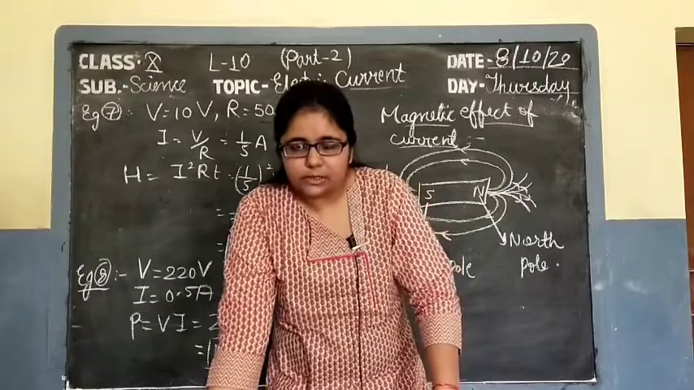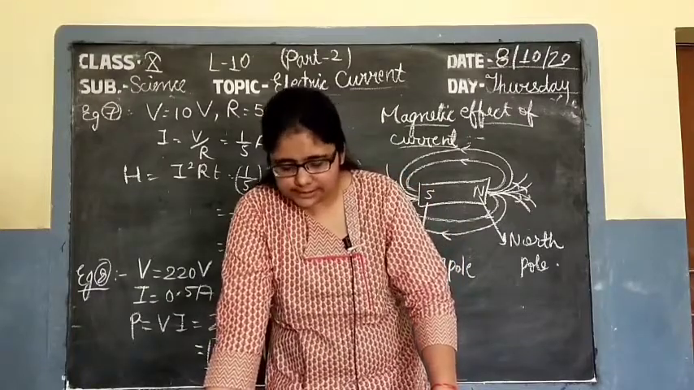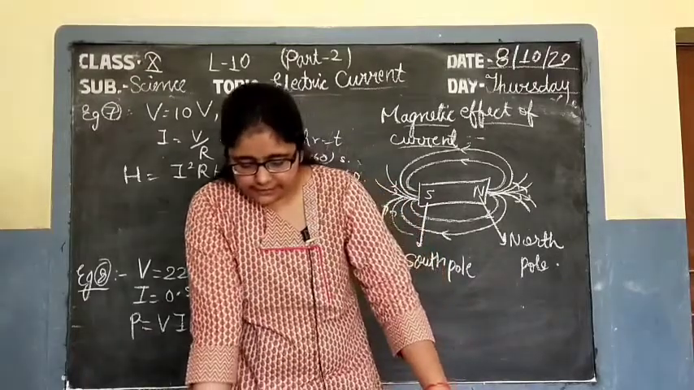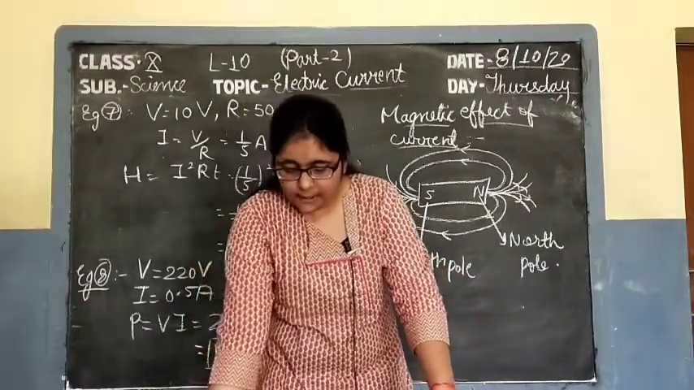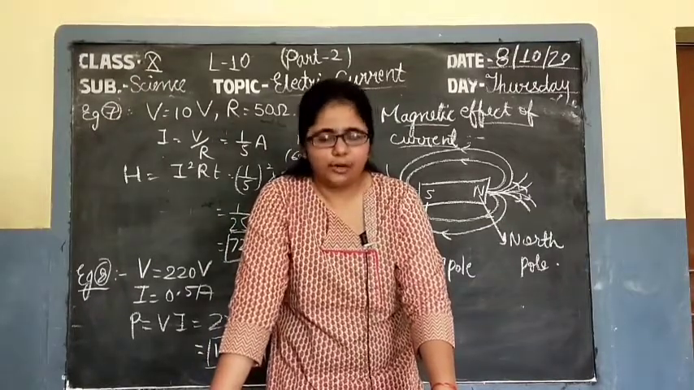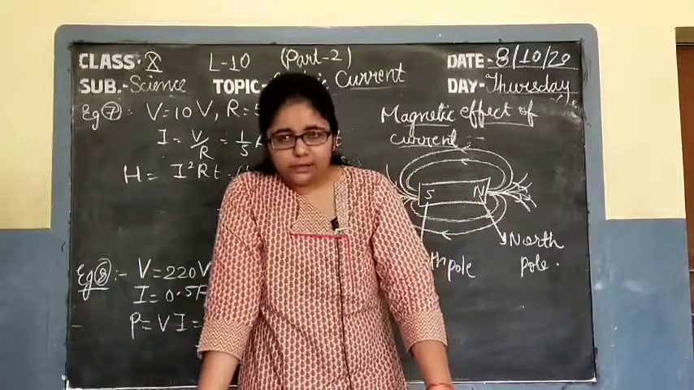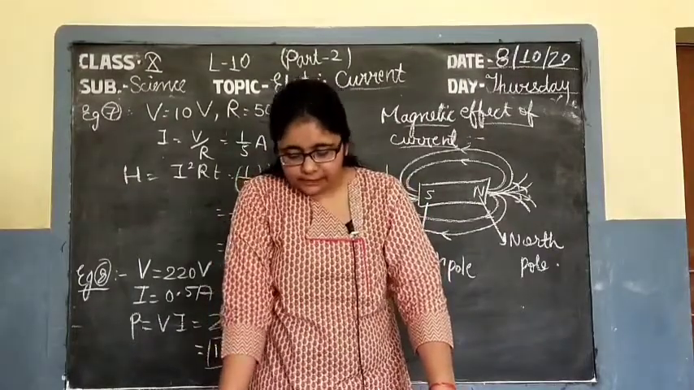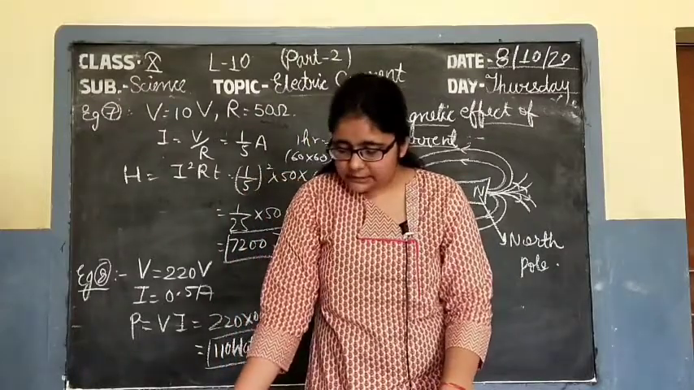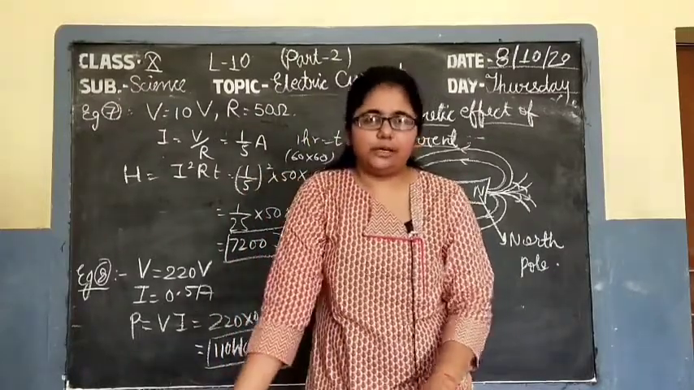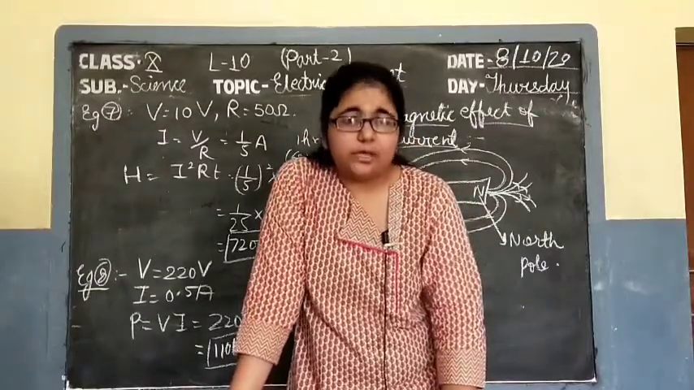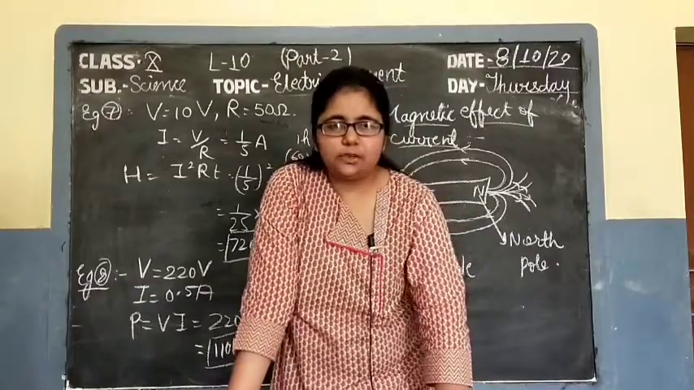So the three laws or observations given by the scientist Ørsted regarding the magnetic effect of current are: first of all, when there is no current flowing through the conductor, then a magnetic field is not produced around the conductor and the magnetic needle will not deflect. Second, when current flows through the conductor, then a magnetic field is produced around the conductor and it is detected by the needle. Third, if you change the direction of the current, then the direction of deflection will also change. These were the observations made by the scientist Ørsted.